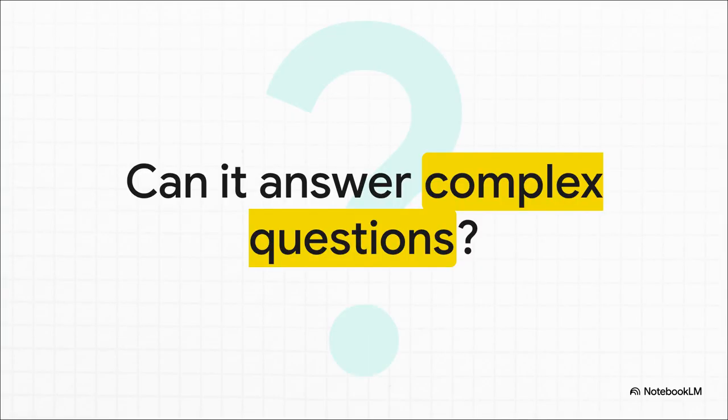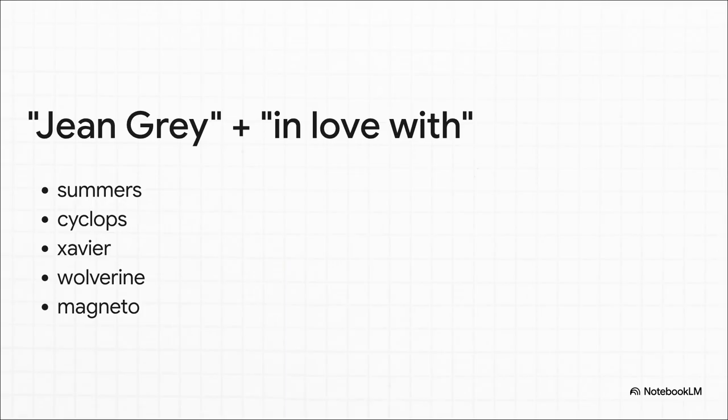So, can we push this even further? Can it handle more complex, more arbitrary, more human relationships? For example, can it figure out who is in love with the X-Men character Jean Grey just by reading text? And the results are just fantastic. I mean, look at this. By simply finding documents that have both Jean Grey and the phrase in love with, the system finds all the key players. You've got Summers, of course, who is Cyclops, and Wolverine. But it even picks up on Xavier and Magneto, who have these much more complex relationships with her. The system modeled a really deep human concept without anyone ever explicitly teaching it what love means.